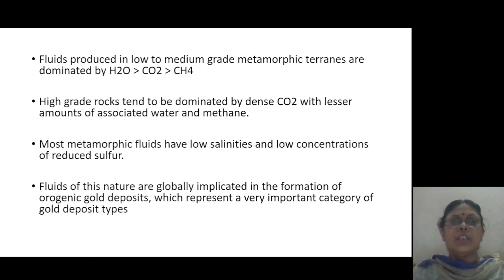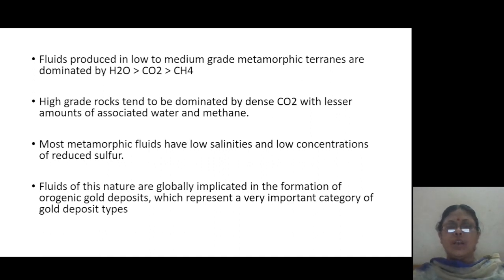Now, fluids produced in low to medium grade metamorphic terrains are dominated by water, which is the most dominating fluid, followed by carbon dioxide, followed by methane. You know that in medium grade metamorphic terrain, water is the most common fluid. And in high grade rocks, the most common fluid is carbon dioxide with lesser amounts of water and methane. Most metamorphic fluids have low salinities and low concentrations of reduced sulfur.